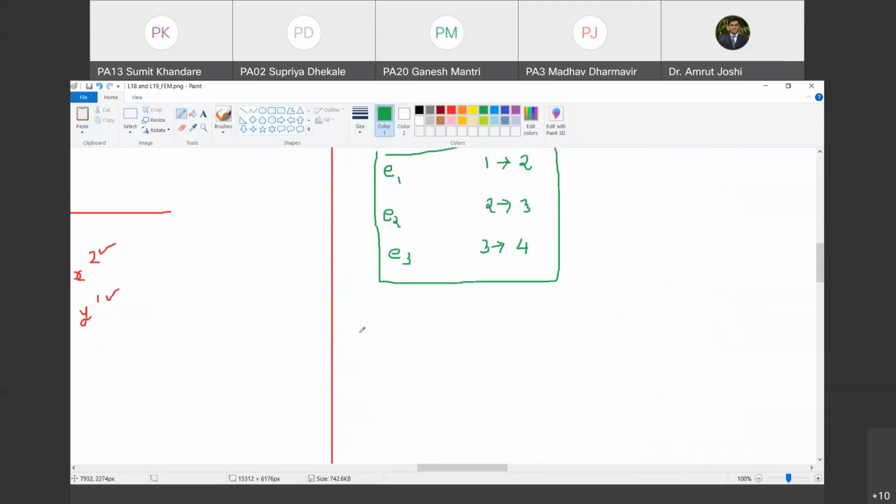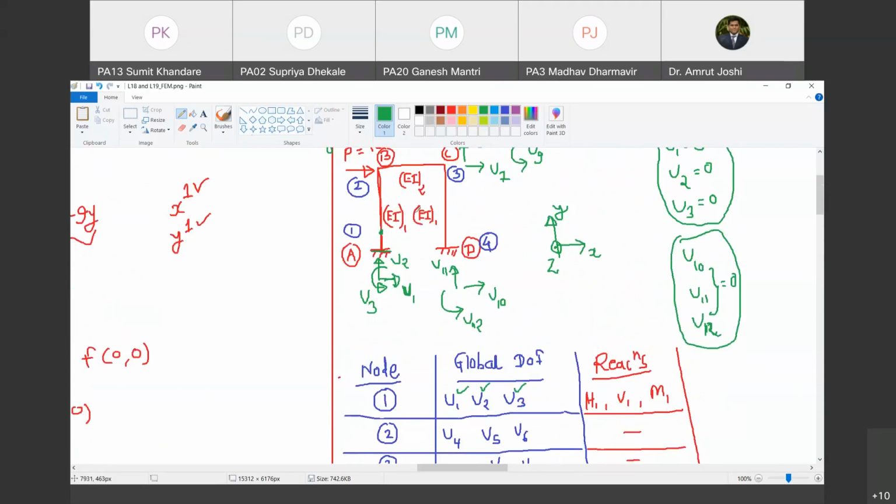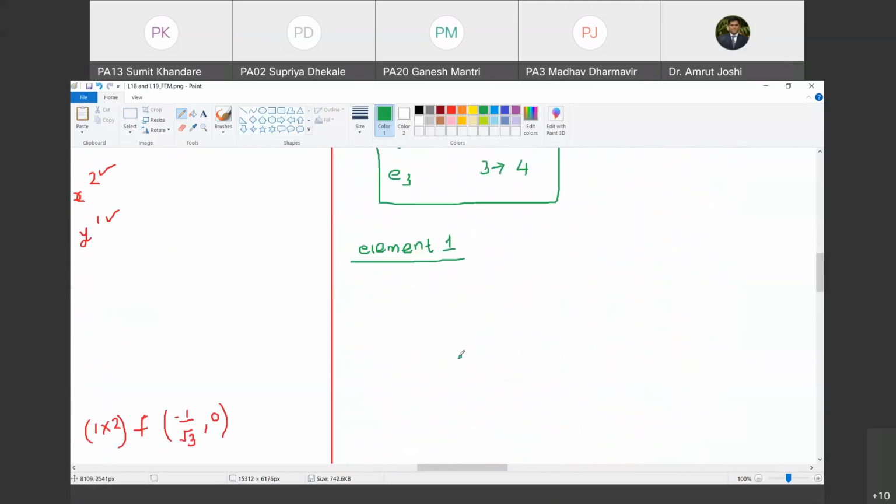Chalo. Now let me consider element 1. Are you with me? Yes, sir. Now I am going to consider element number 1. What is its nodal connectivity? Element number 1 is from node number 1 to node number 2. Are you with me? Yes, sir. Node number 1 to node number 2.